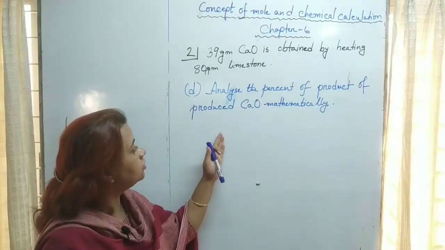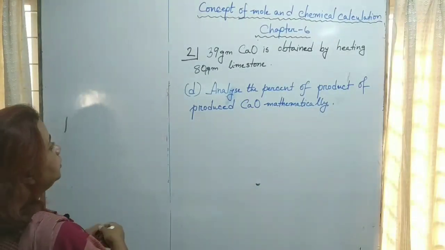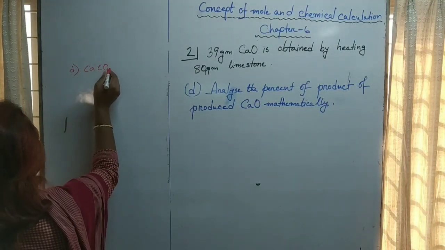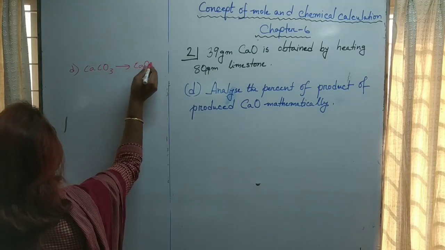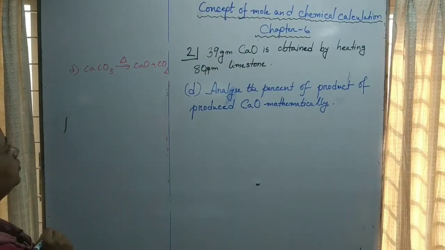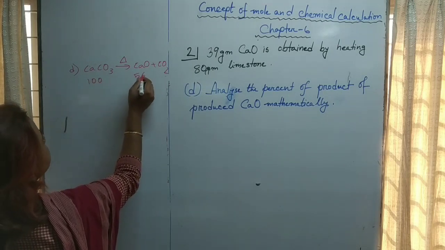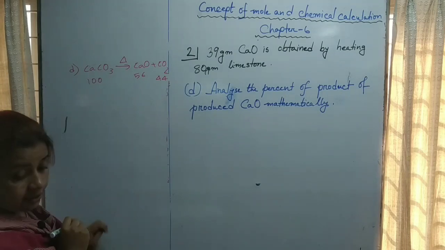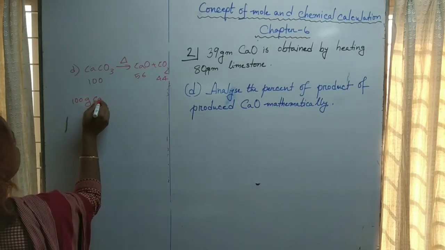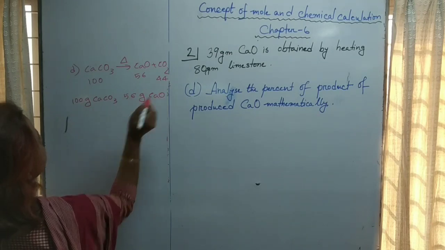Now, question number D. Analyze the percent of product of produced calcium oxide mathematically. At first you have to show the reaction. Here, calcium carbonate is breaking down into calcium oxide plus carbon dioxide. Here, molecular mass of calcium carbonate is 100, this one is 56, this one is 44. Can I say that from 100 gram calcium carbonate, 56 gram calcium oxide can be obtained?